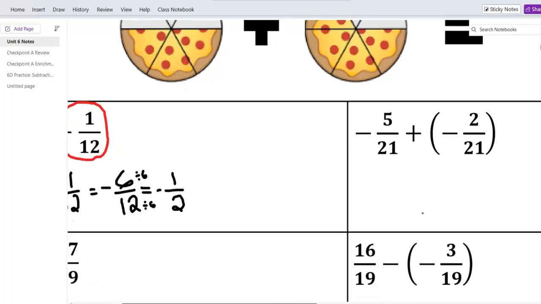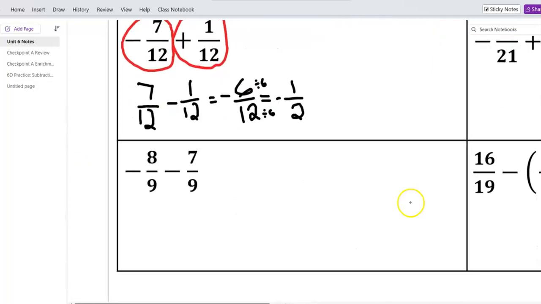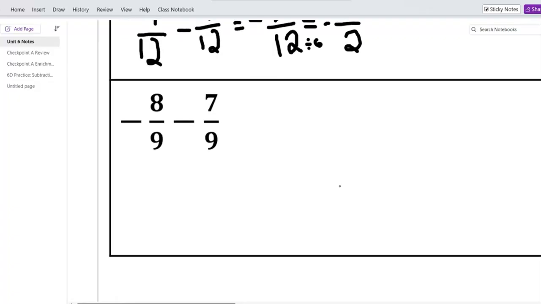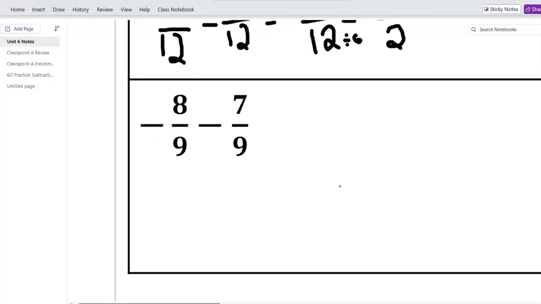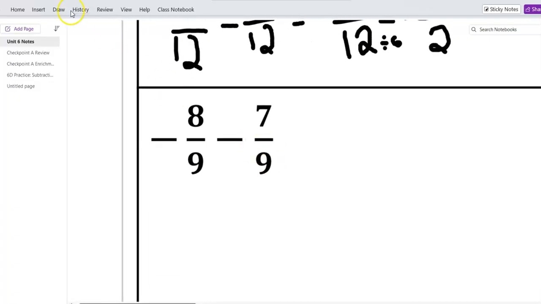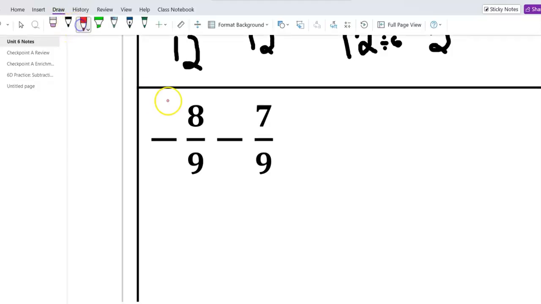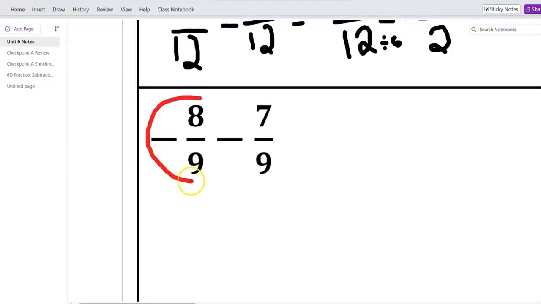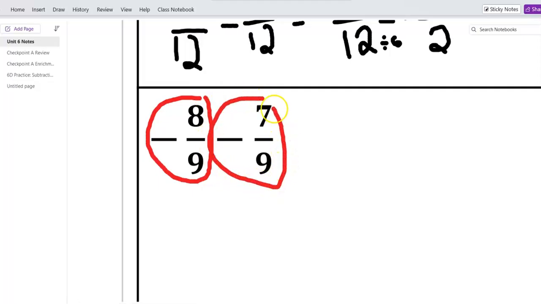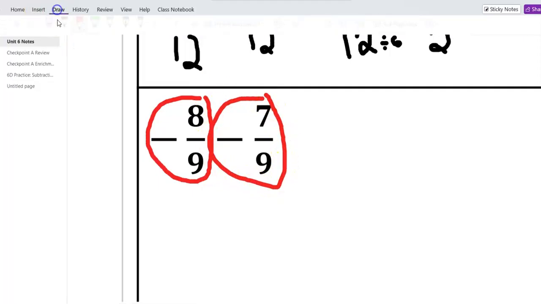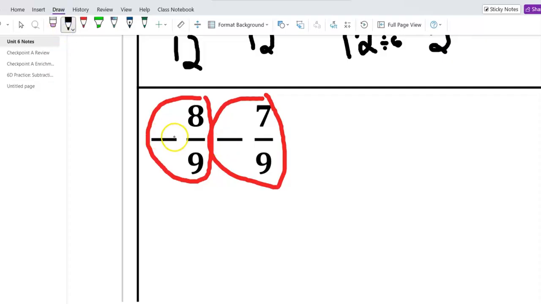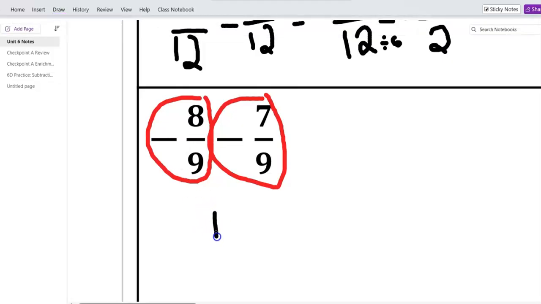So let's go ahead and do one more together. Let's go down one problem actually, and then I'll have you guys do the other two on your own. So again, I like to circle the number and the sign in front of it. So let's go ahead and circle these up. So I can see that these both have the same signs. There is a minus and a negative, and we will always treat those as if they were the same. So let's go ahead and add these together then.